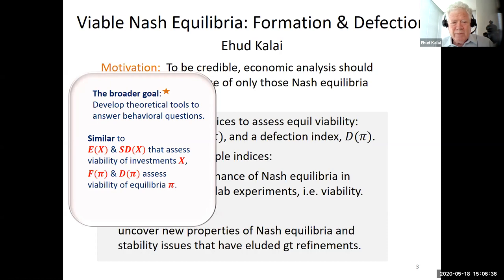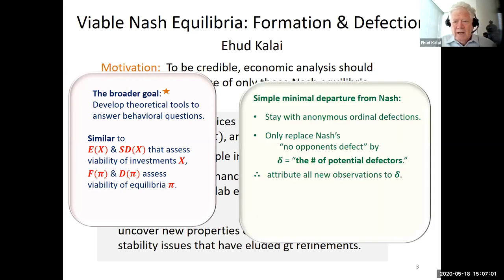So I think that people who are involved in play of equilibrium, either players in the game or policymakers that count on people playing the game, or people who have interest in the outcome of the game, they should be interested in the viability of an equilibrium pi. And F of pi and D of pi are crude measures that help us assess the viability of pi. There are some limitations of my approach, or advantages. I don't know how to say it.